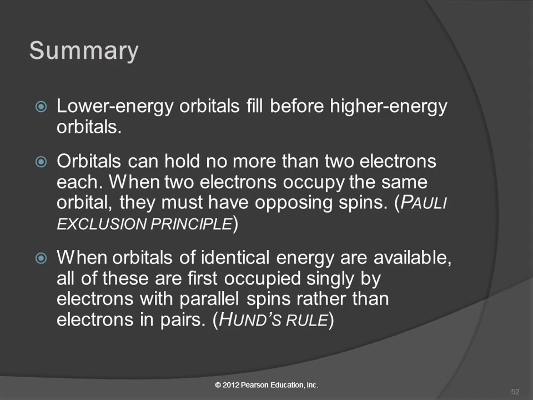So, in summary, the lower energy orbitals are going to fill before the higher energy orbitals do. Each orbital can hold no more than 2 electrons, and when they are in the same orbital, they have to have opposing spins. That's called the Pauli exclusion principle. When orbitals of identical energy are available, they're going to be filled singly with parallel spins instead of as electrons in pairs, and that's called Hund's rule.